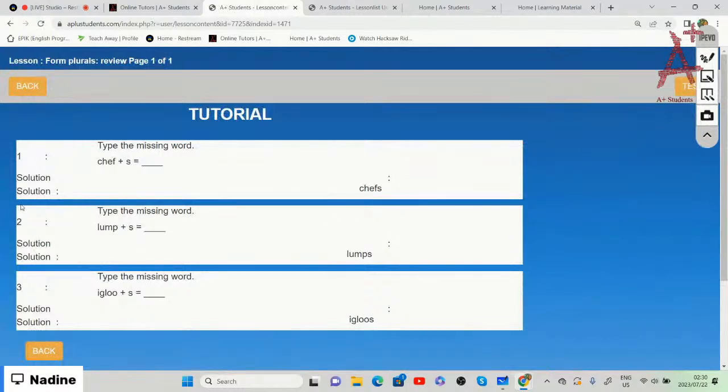All right. We need to type in the missing word, which is the word plus a letter or letters, right? Chef plus S. So chef means that we are talking about one chef that cooks. But as soon as we change that to a plural form, we add the S to it and change it to chefs.